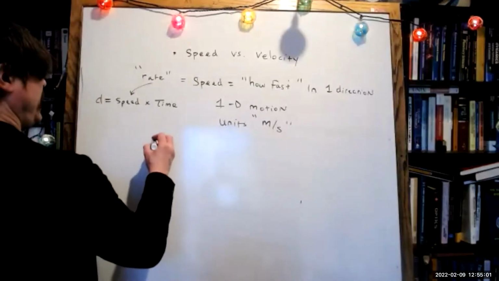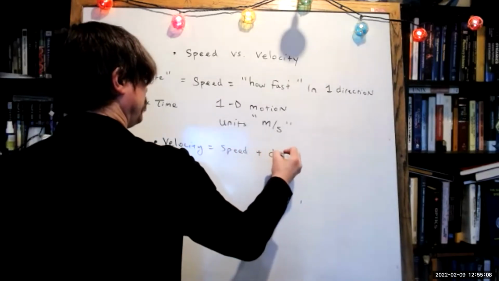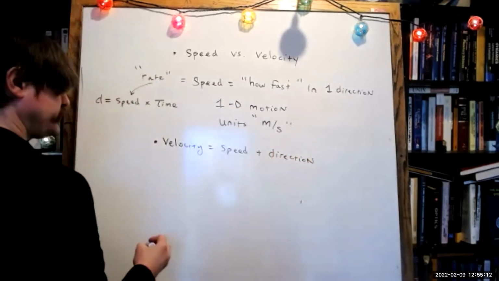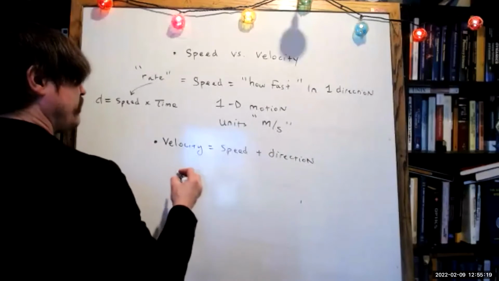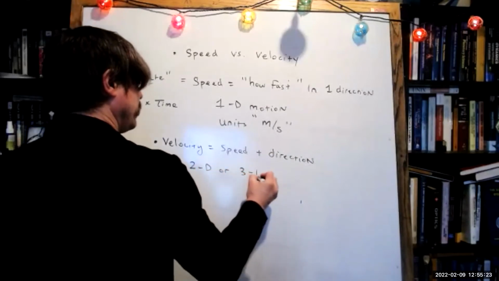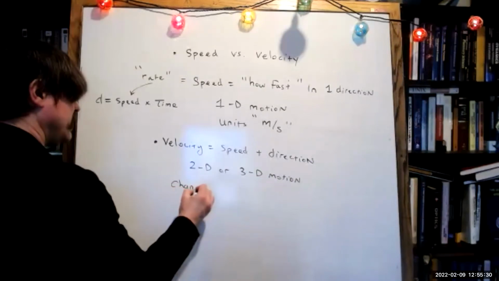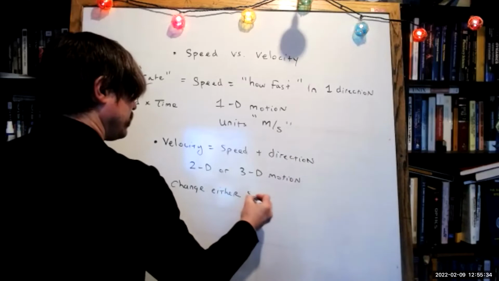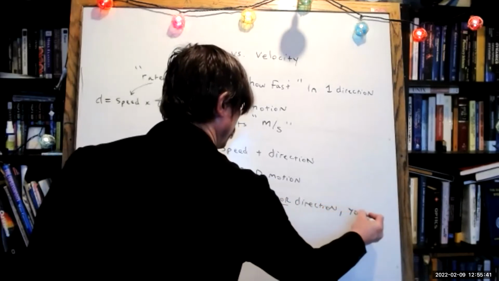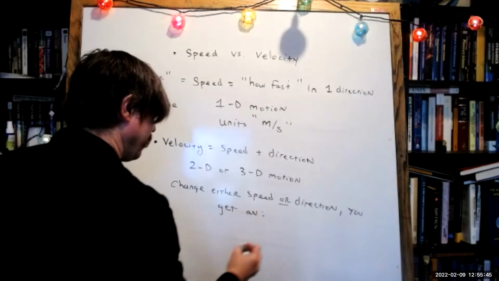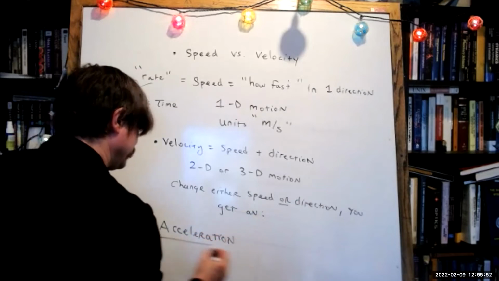And so we define a velocity as a speed plus a direction. And that makes it, well, what do we call it? A vector in mathematics, right? A velocity is either 2D or even 3D motion. If you change either speed, or keep your speed constant and change direction, you get, and wait for it, next big topic, acceleration.